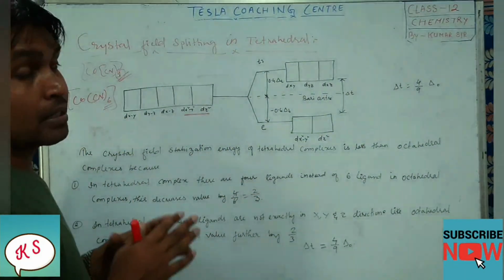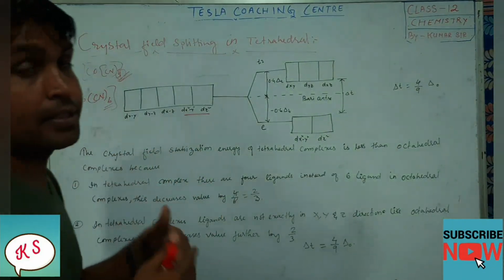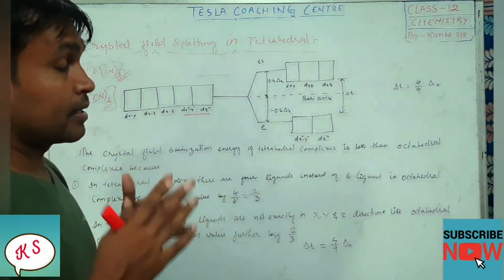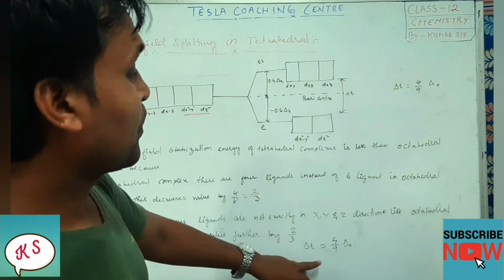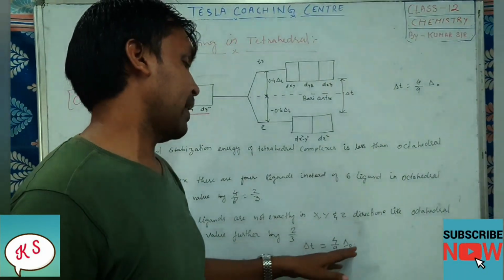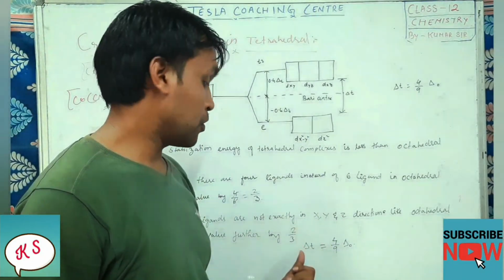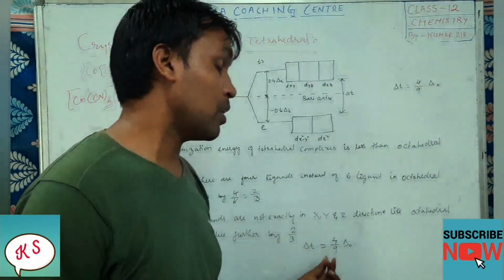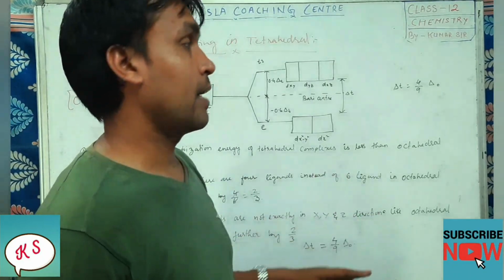But in tetrahedral they are not exactly in x, y and z directions, because of which the splitting energy or stabilization energy decreases further. So 2 by 3 del t. So here del t will be equal to what? Square of it. So 4 by 9 of the tetrahedral energy of split. The tetrahedral energy of split will be equal to 4 by 9 times the energy of split of octahedral.